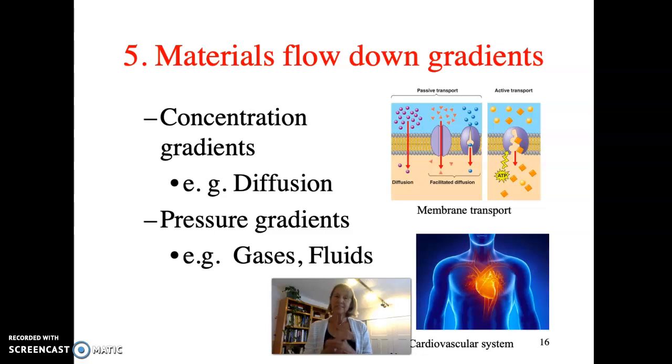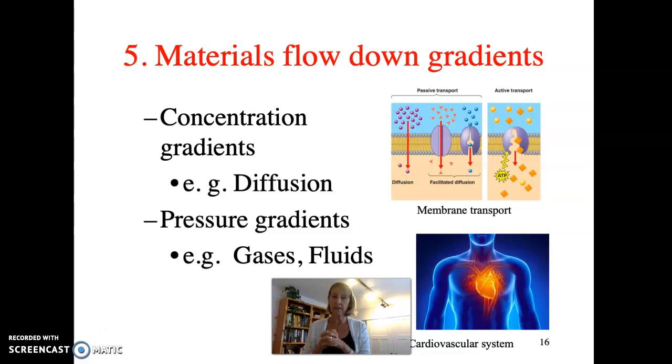5, materials flow down gradients. Oh gosh, we're going to hear this so much when we're talking about physiology. A concentration gradient. Things move in the body. They move from where to where. They move from where there's a lot of it to where there's less of it, right?